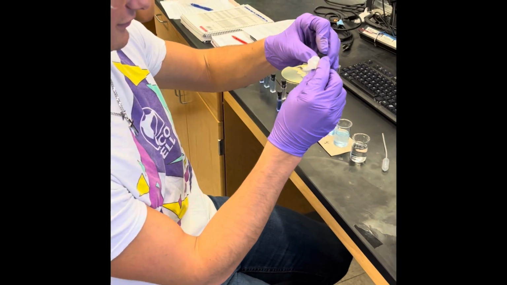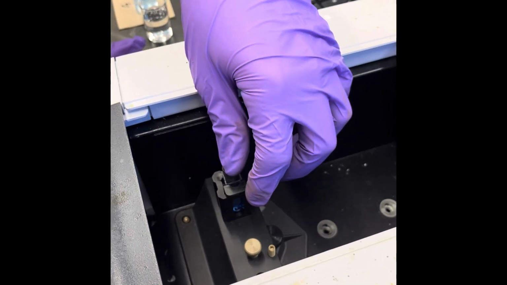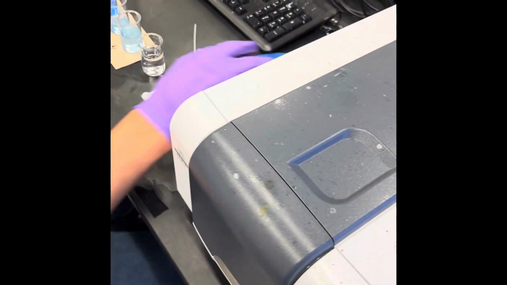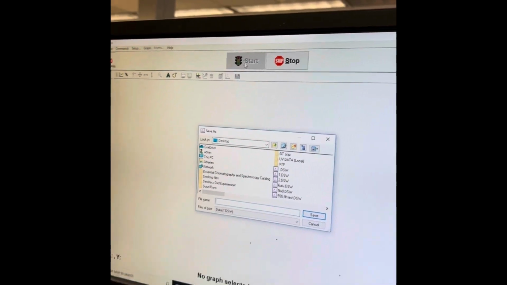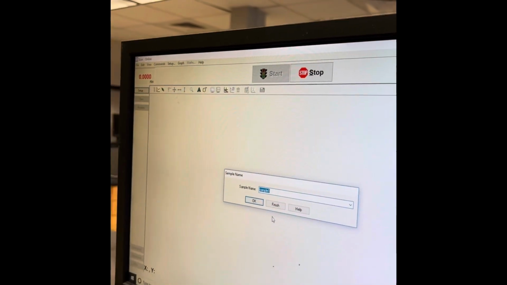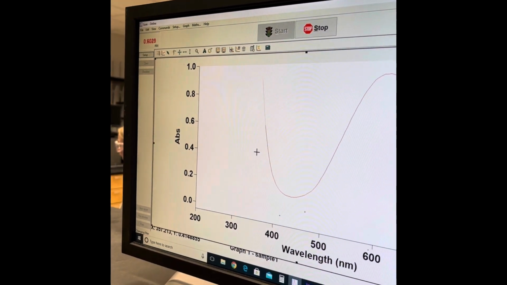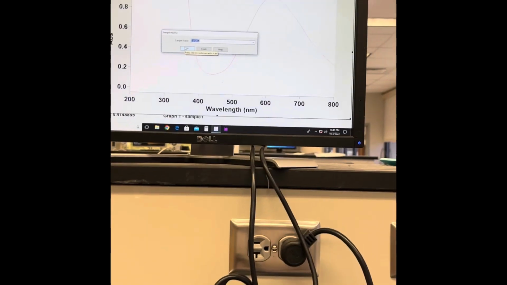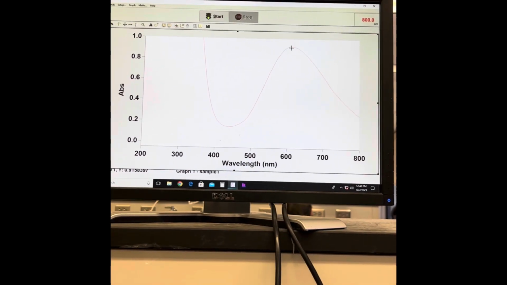Begin by scanning your stock solutions across all wavelengths. The spectrophotometer will produce a graph showing the absorbance of your solution at various wavelengths. Your task is to determine the wavelength at which the absorbance reaches its highest peak, known as the lambda max. Here on this graph, we can see that the max is around 600 to 615.